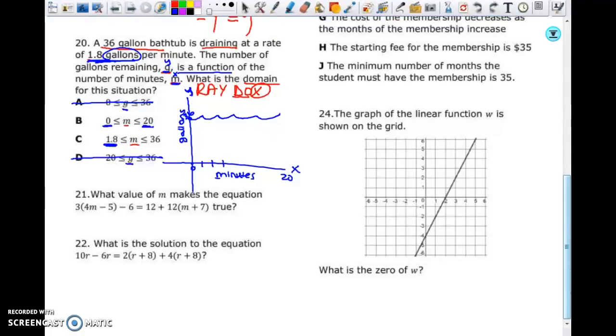So number 21, what value of n makes the equation true? So again, I have this whole thing is equal to this whole thing. So again, what do we do when you draw the line down the middle? You put one side in Desmos. Then you put the second side in Desmos. And then you're looking for where they do what? Where they intersect. So you have one line. This is the second line. Okay, so you're looking where they intersect each other.